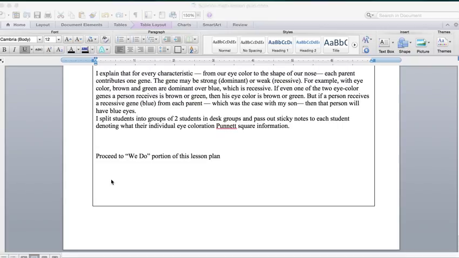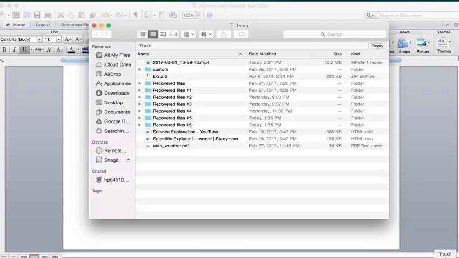But if a person receives two recessive genes, which is the case of my son, blue eyes, then he will have blue eyes. So at this point, and this is very easy, most times you have two students at a desk, so it's not going to take very much effort. You're going to split the students into groups of two, and you're going to pass out sticky notes, actually three per two-person group.